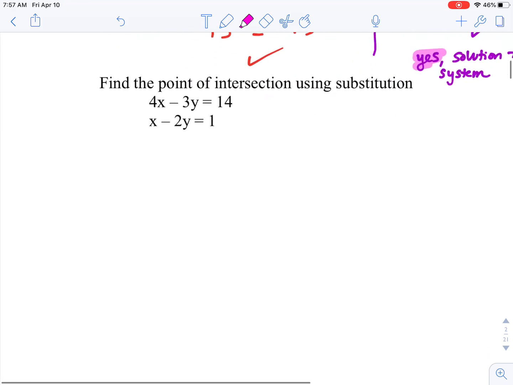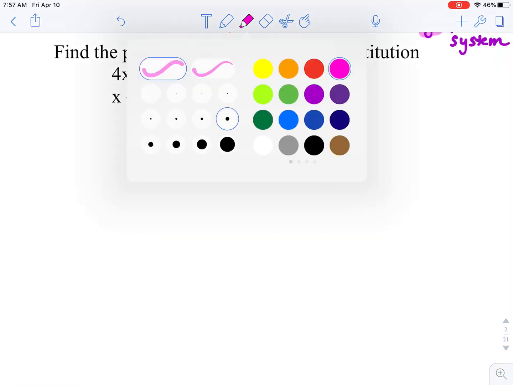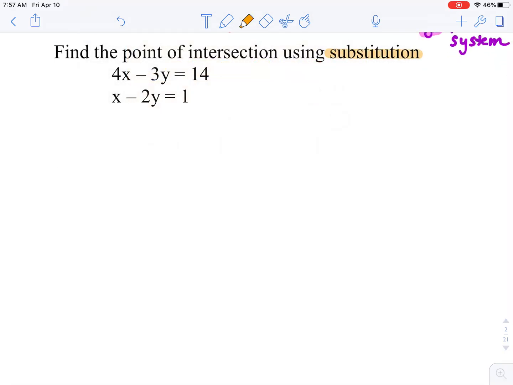Our next problem is going to be a review of substitution. Now, I personally only like to use substitution when the problem lends itself nicely for it. For this type of problem, I probably would have used elimination. However, I want to review substitution with you.